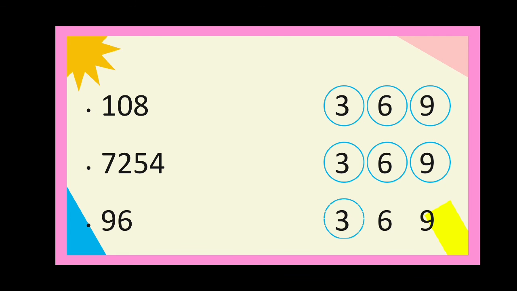Ngayon naman, tingnan natin kung divisible ba siya by 6. So divisible siya by 3. Tingnan natin kung divisible siya by 2. What is the ones digit? The ones digit is 6. Since 6 ang ones digit, ibig sabihin that is divisible by 2. So divisible siya by 2 and 3. Divisible din ang 96 by 6.